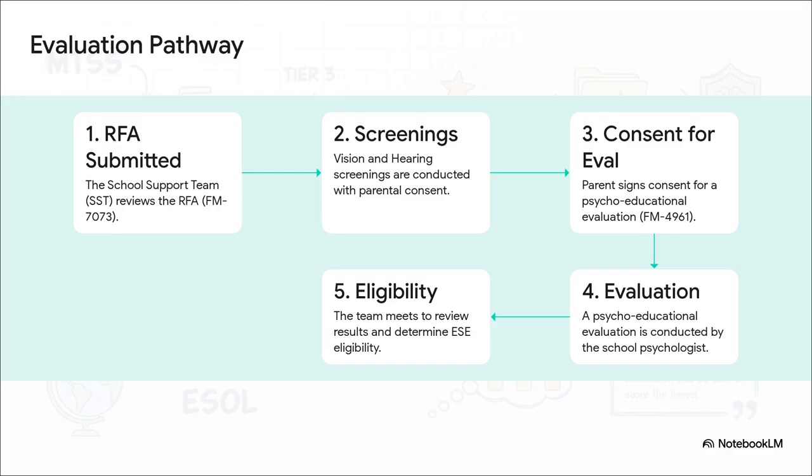If that's all clear, the parent then has to give a totally separate, informed consent for a full psychoeducational evaluation. Only then does the school psychologist get started. And the whole thing comes to a head in the eligibility meeting, where the entire team, parents included, sits down together to go over the results and decide what happens next.